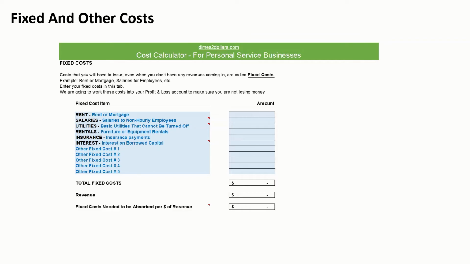So the process is very simple. Go to your accounting system, identify those costs that you think are fixed in nature, and include them here.